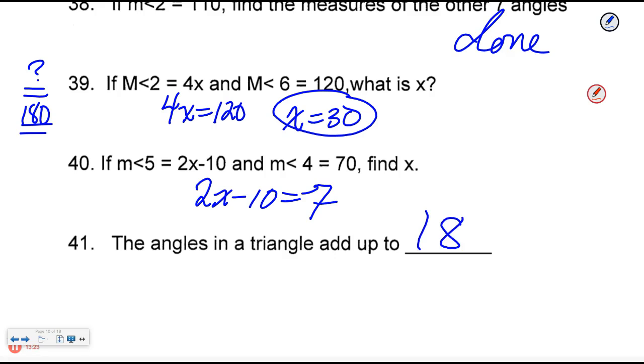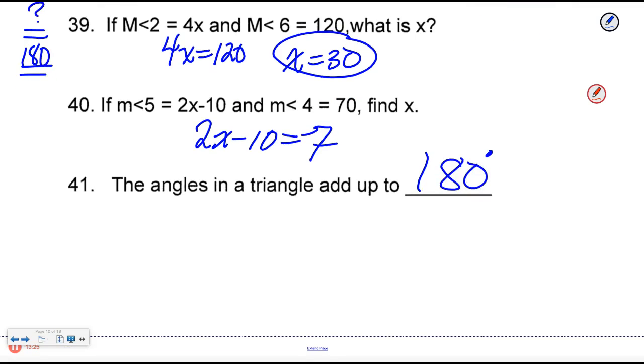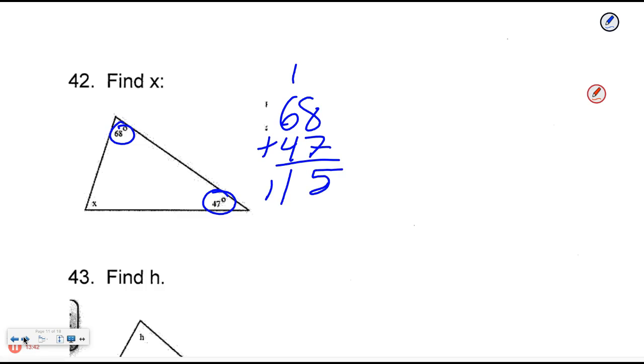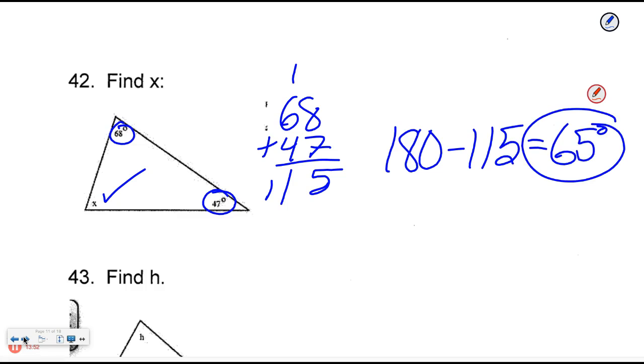The angles in a triangle always add up to 180 degrees. So if you need to find a missing angle in a triangle, you just use the fact that all of them add up to 180. So let's take a look. All of these have to add up to 180 because I'm in a triangle. So I'll add the 2 up that they give me. I'm at 115 and I have x left. So I'd have to take 180 and remove that 115, leaving 65 degrees for the missing angle. Those 3 need to add up to 180 degrees.